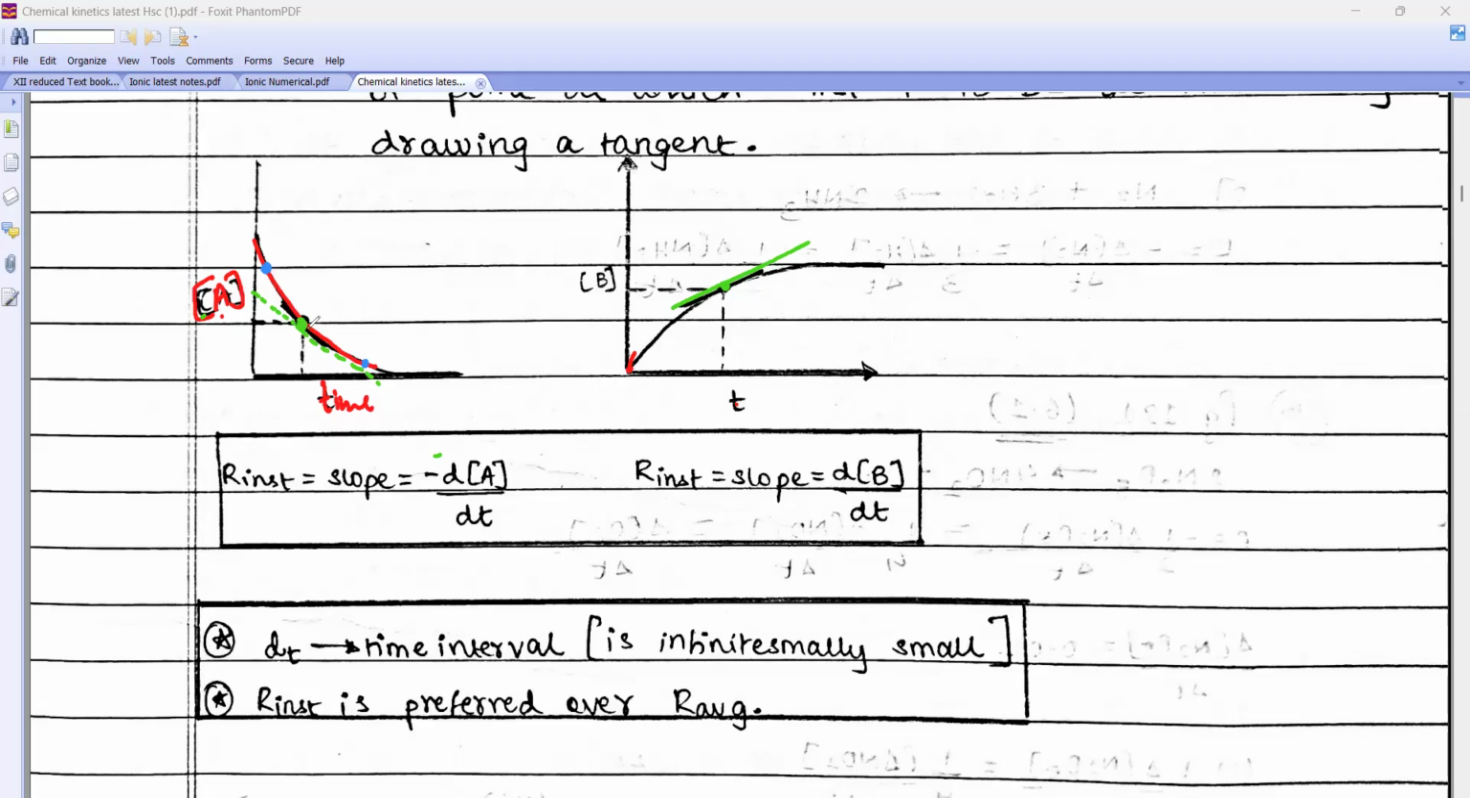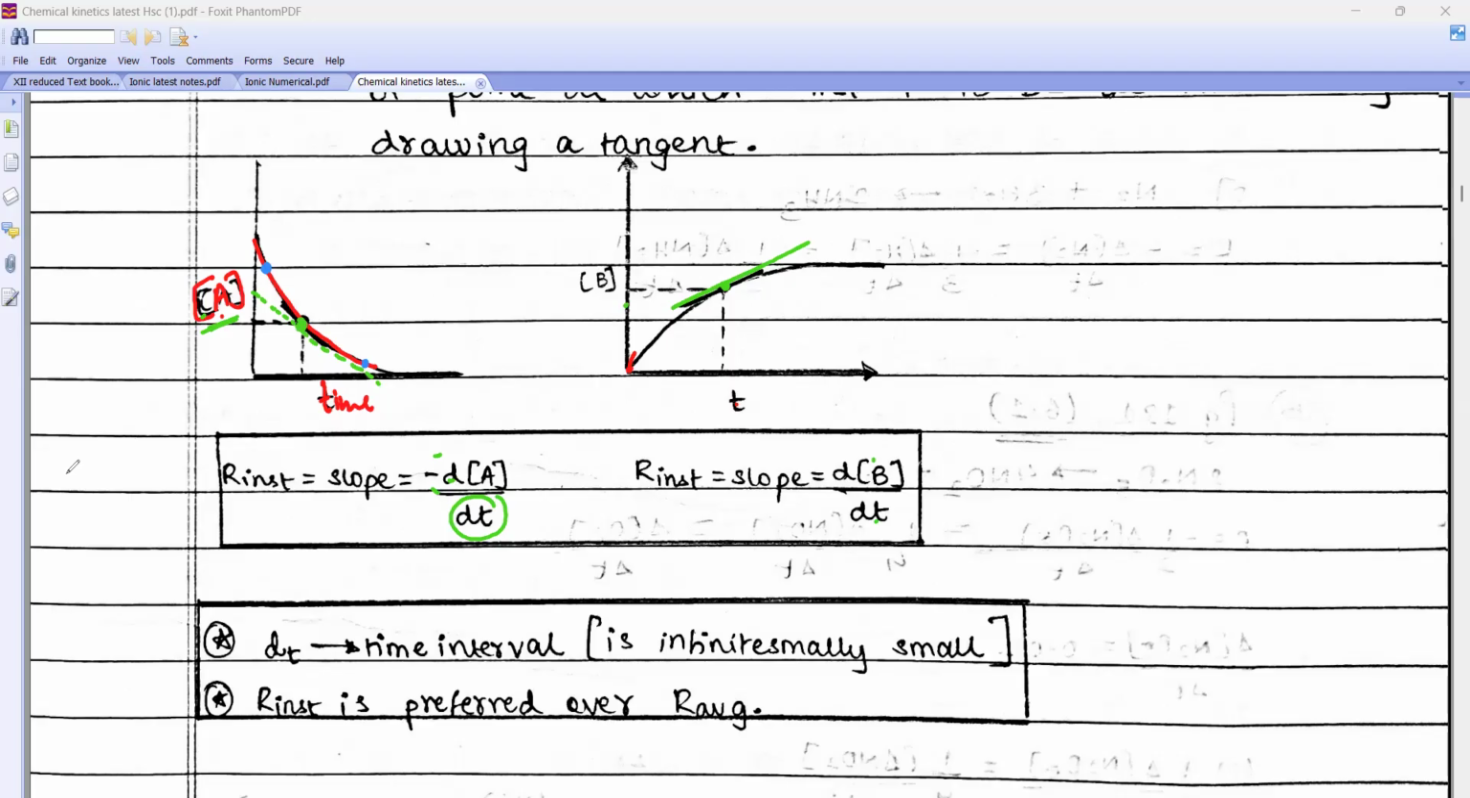So what is the derivative here? If I take a point here, my time interval is very, very small. Here I'm going to get the derivative of your reactant, so dA by dt. And for product we write dB by dt. Here it is coming negative. Why? Because the graph is going downward. But here it is positive. Why? Because product is formed during the course of the reaction.